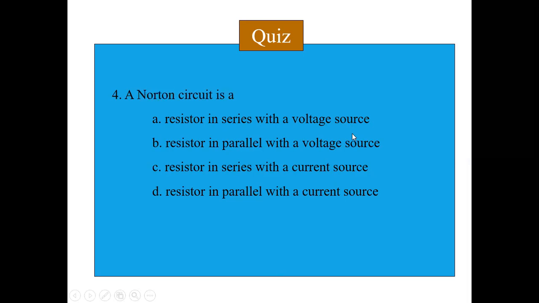The next one, a Norton circuit. In a Norton circuit we convert the circuit into a Norton equivalent current source, and that current source is connected in parallel with the resistance. So it is nothing but a current source in parallel with a resistance. The option is D, a resistor in parallel with a current source. That is what we call a Norton circuit.